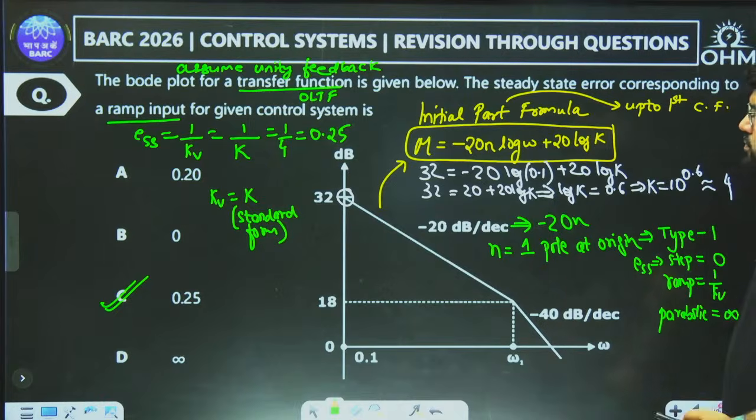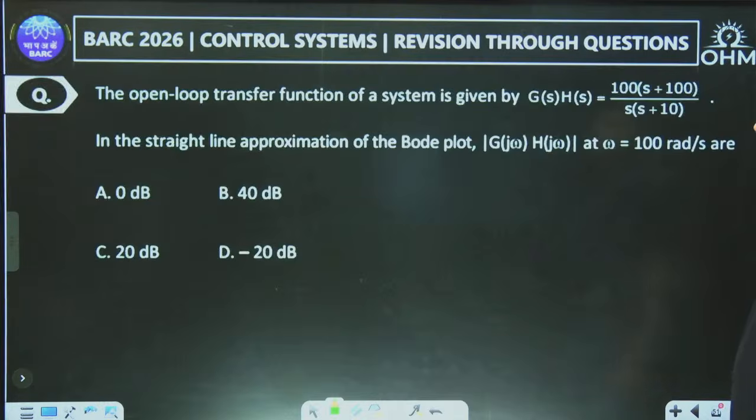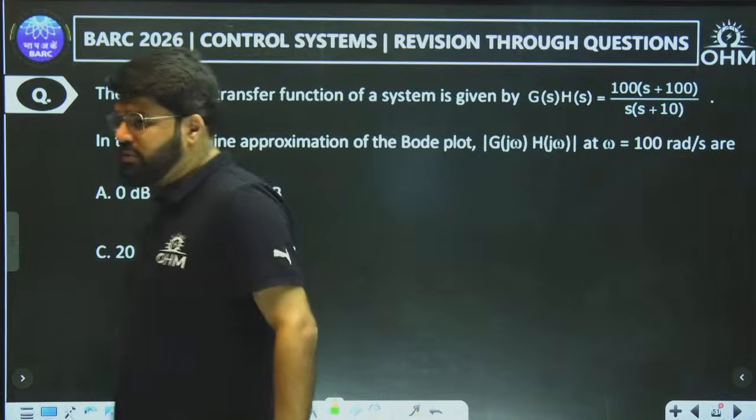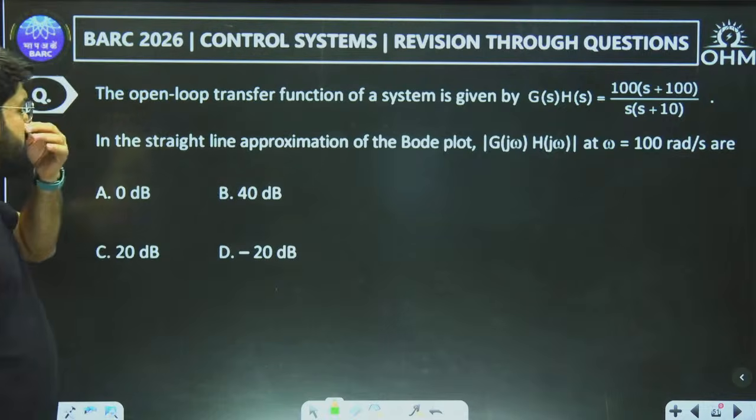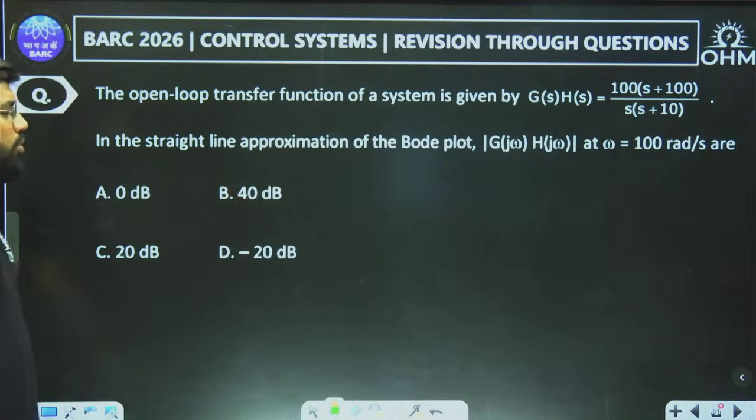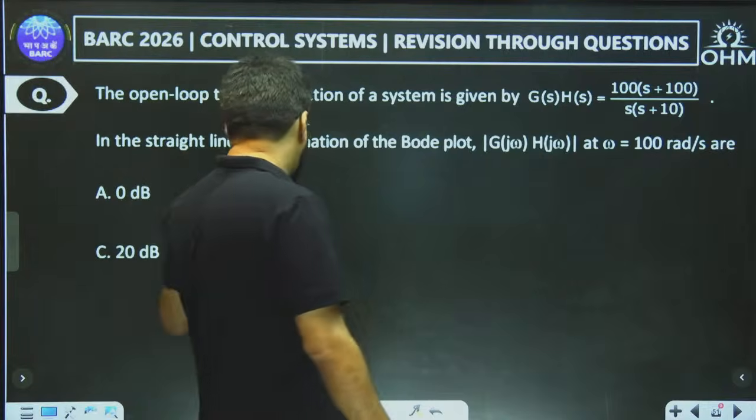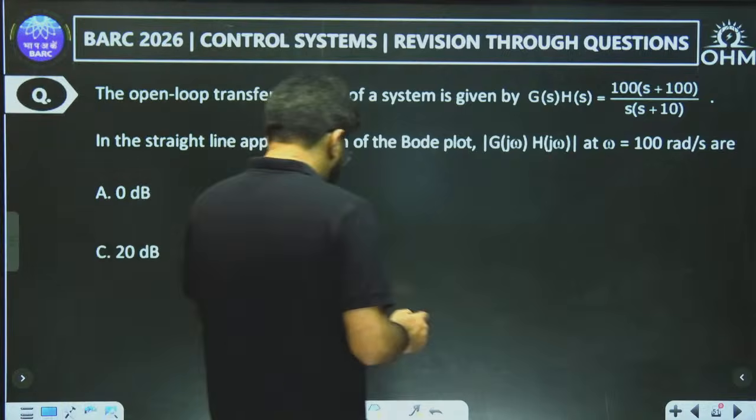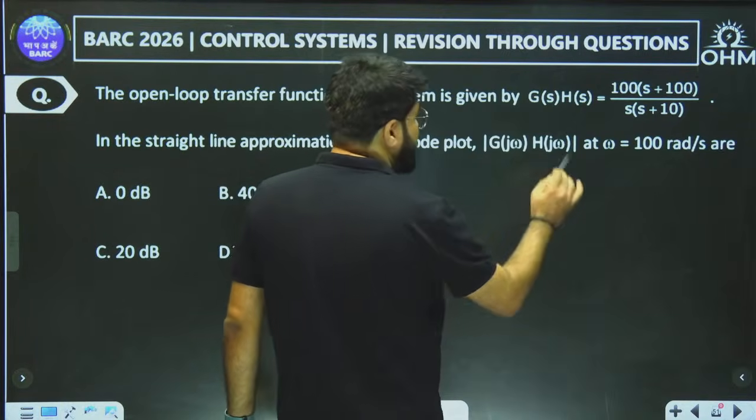Next question. The open loop transfer function of a system is given by G(s)H(s) equal to (100s plus 100) upon (s plus 10). In the straight line approximation of the Bode plot, what is |G(jω)H(jω)| at omega equal to 100 radian per second? What is the magnitude, of course in decibel, at omega equal to 100? Now you see, I'll start with a quick sketch of the Bode plot.